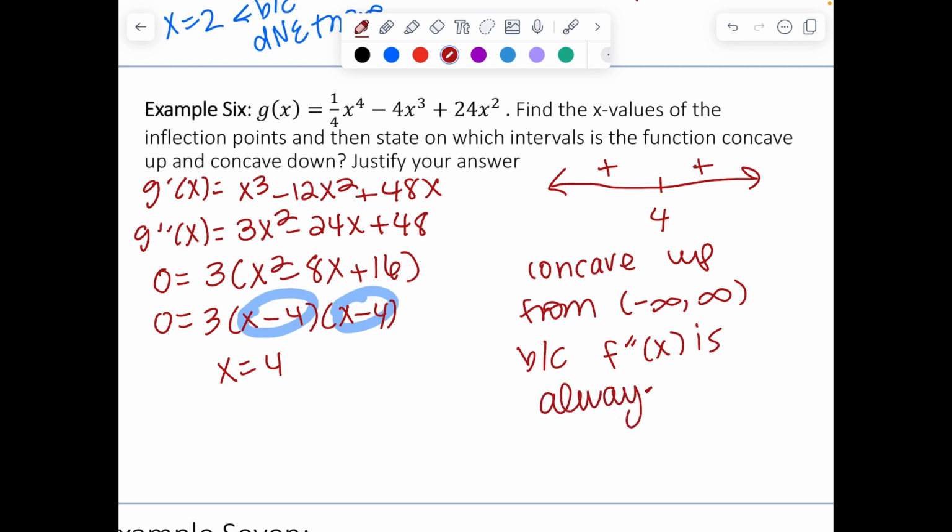So that's your answer, and that's where you guys can stop. If you want to look at some of the next ones, you're welcome to, but I'm going to stop there.